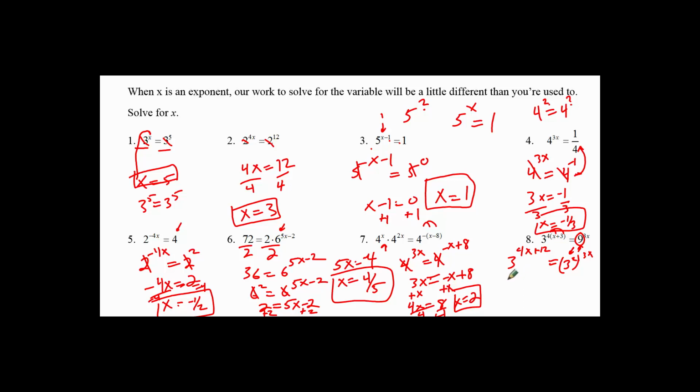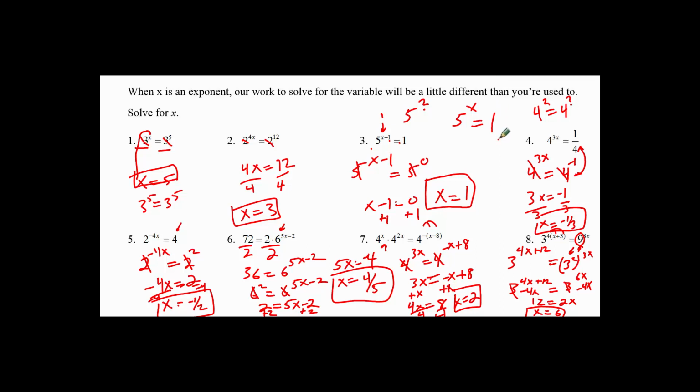And the trick here is, other than realizing that 3 squared is 9, then we have an exponent to an exponent, which means we're going to multiply them. So 3 to the 4x plus 12 equals 3 to the 6x. Now we can cancel these out. We're going to subtract 4x over. We get 12 equal to 2x. So x should equal 6 once we divide it by 2. Whew.